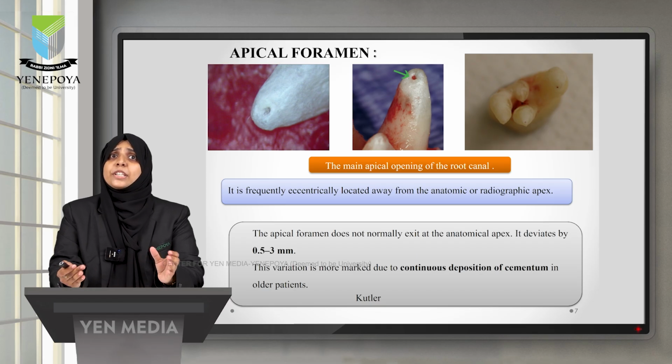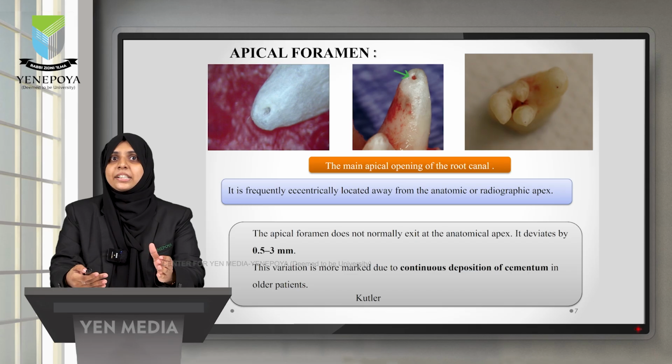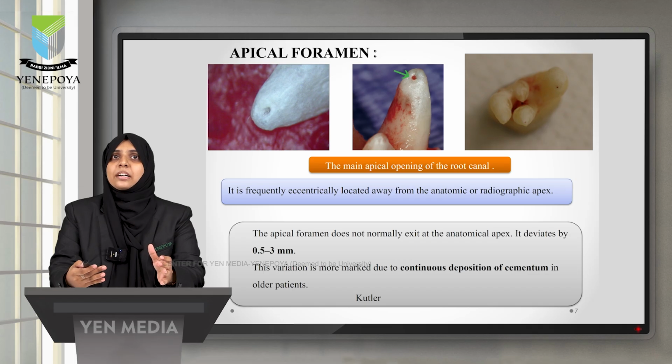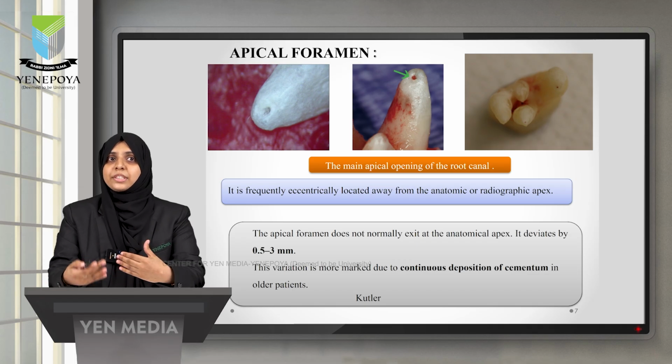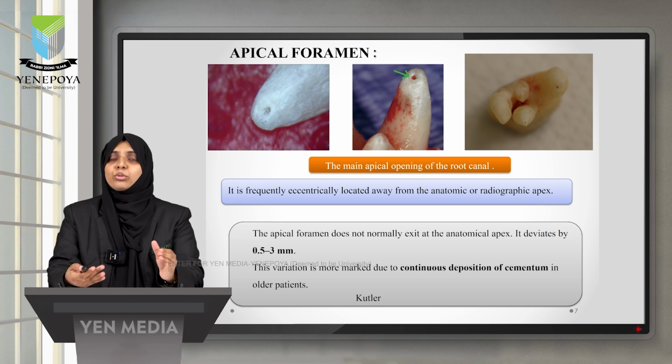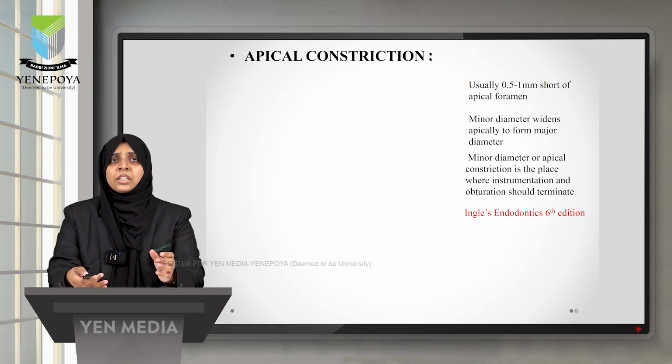Now coming to the apical foramen, as I said, it's the main apical opening which is seen on the root canal system. It may not always be present at the center; it is mostly seen eccentrically located away from the anatomic or the radiographic apex. Why is it so? Because of the continuous deposition of cementum in older patients, a deviation of about 0.5 to 3 millimeter is seen.